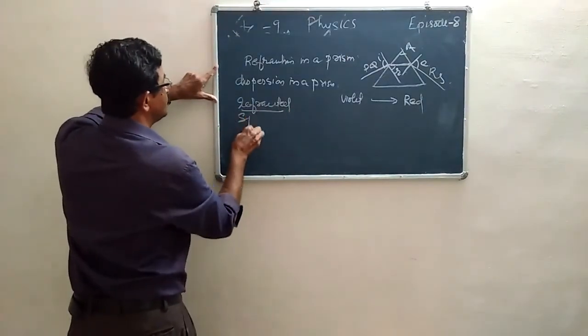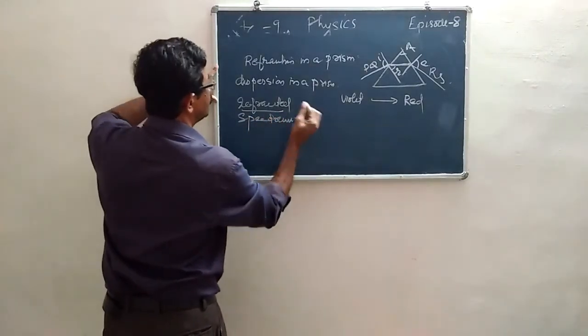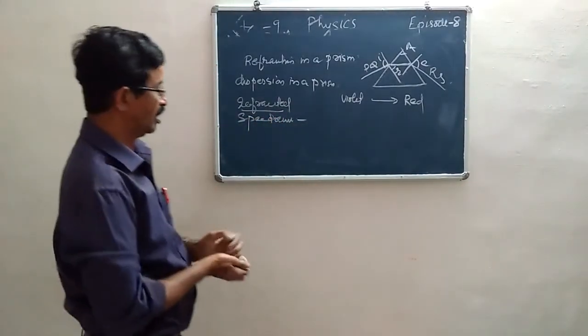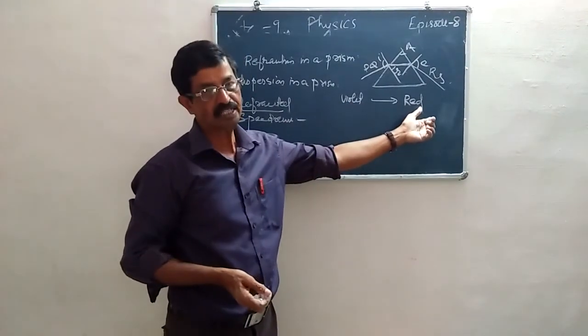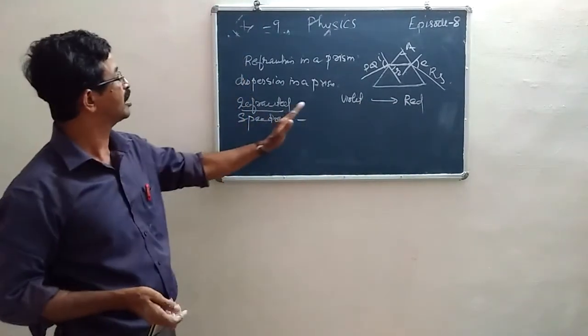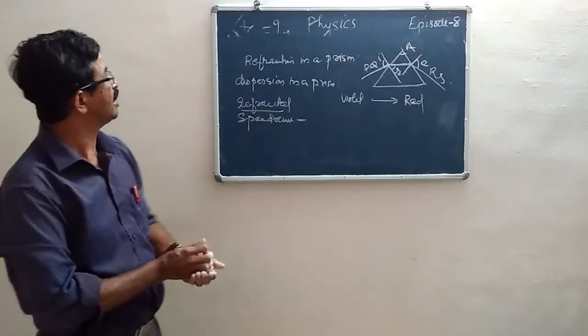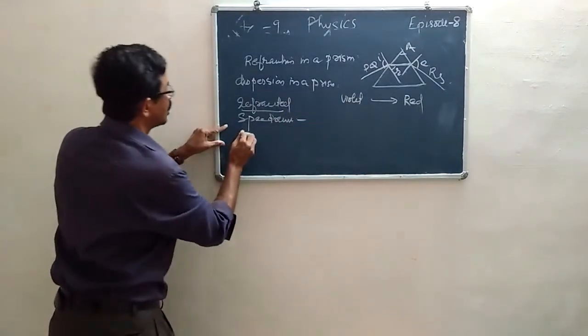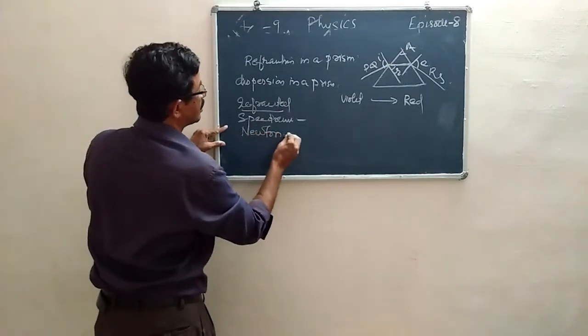And then we come to know about the spectrum. Spectrum is the order of colors which we obtained from violet to red. That order of colors is called the spectrum of the light. Here it is white light. Then we discuss Isaac Newton's findings.